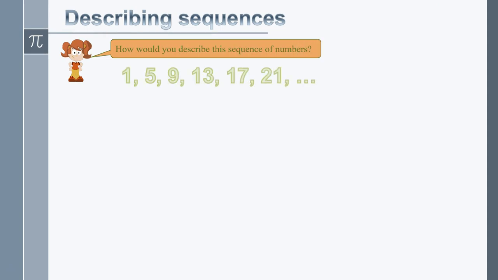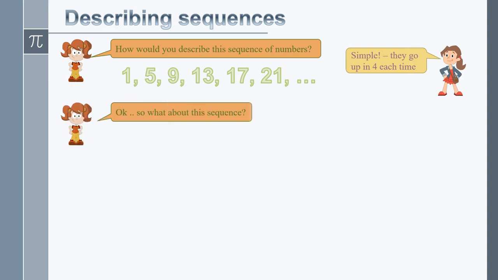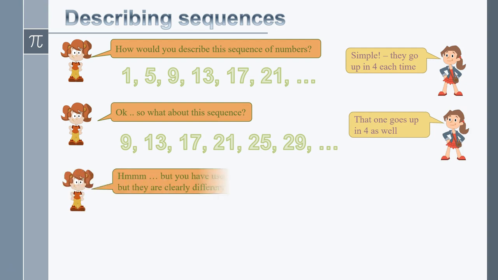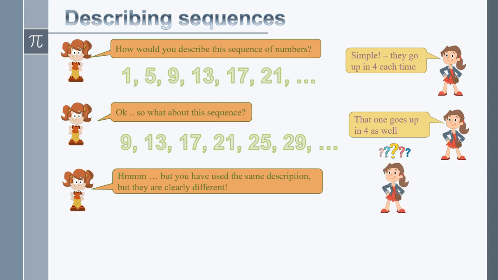So there we've got a sequence of numbers, and we might ask, how would you describe it? You say, well, that's kind of simple. That's going to go up by 4 each time. To which we might say, okay, how about this sequence of numbers? And you go, same again, that one's going up in 4s as well. But what we've got there is two completely different sequences, and you've just described them in the same way. So we need a better way to describe those two things, because just saying they go up in 4s is not quite enough. We need to be a bit more specific.